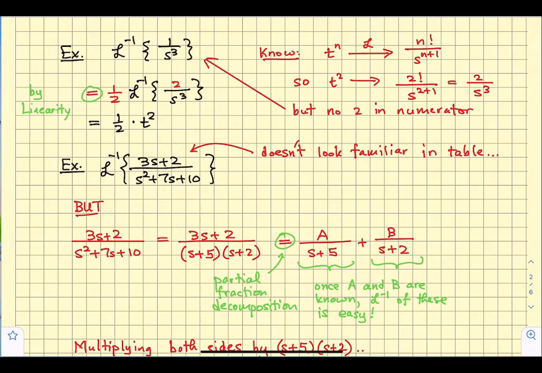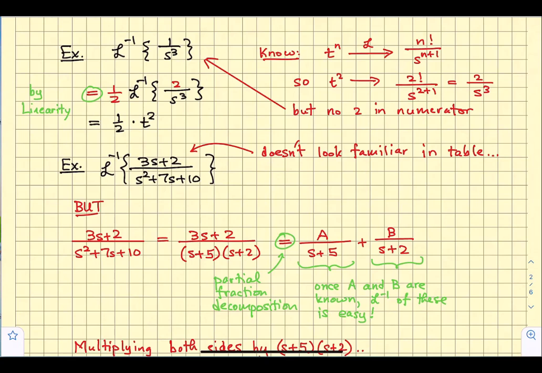We would really like there to be a 2 here so that it would match. We can put a 2 here and offset it using linearity. We can offset it with a 1/2 on the outside. And now for this inverse Laplace transform, we just go from here to here, from right to left. We know the inverse Laplace transform of 2 over s cubed is t squared. So this is a t squared, but we do have to have the 1/2 that we had from before that we needed to make it match our template. Let's look at another.